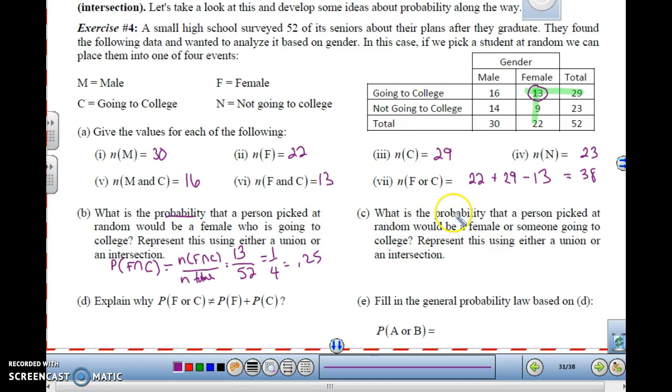What is the probability that a person picked at random would be female or someone going to college? If we want to figure this one out, the probability of female or going to college, we would have to do female or college. We decided that was going to be the 38, which would be this here.